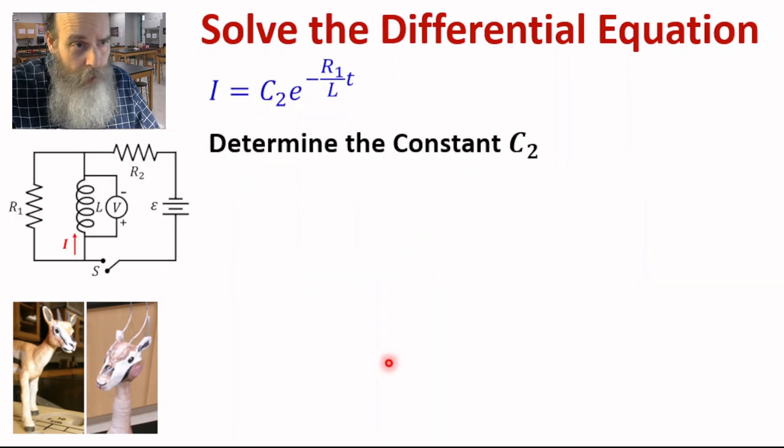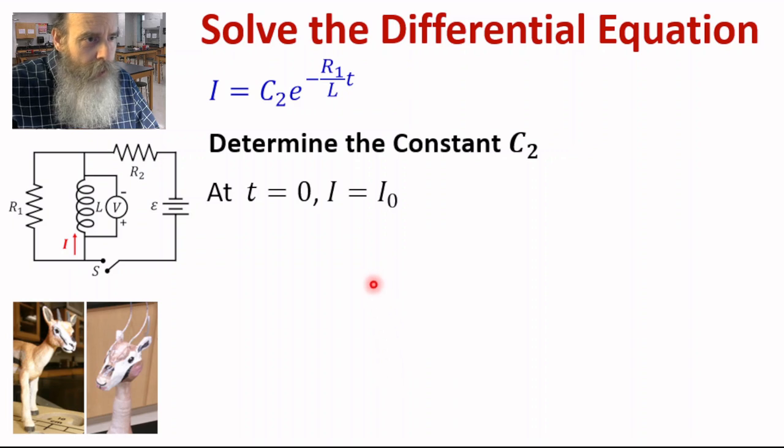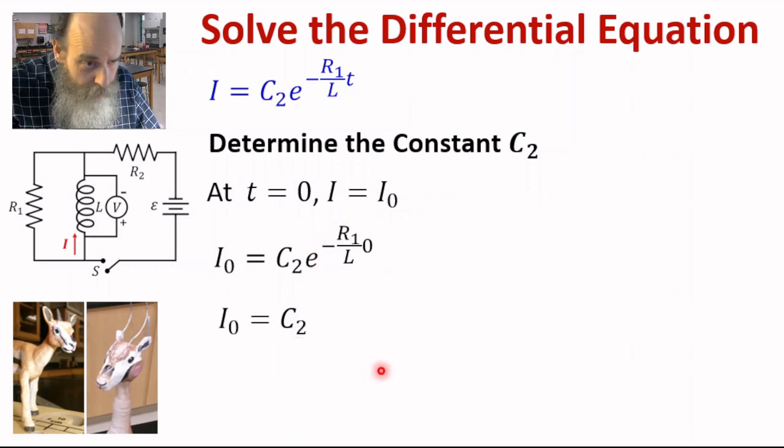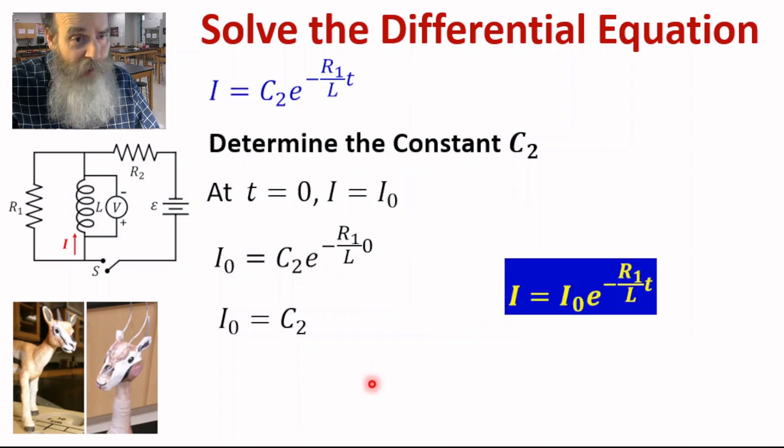Now, we need to determine the constant C2. So what is our initial condition that we can use? Well, when t equals 0, I equals I0. So let's put these two things into this expression. I is just going to be I0. t is going to be 0. This is what we get. I0 equals C2 e to the negative R1 over L times 0. Well, this is just e to the 0, which is 1. So we get I0 equals C2. And then we have our final result. I equals I0 times e to the negative R1 over L times t.